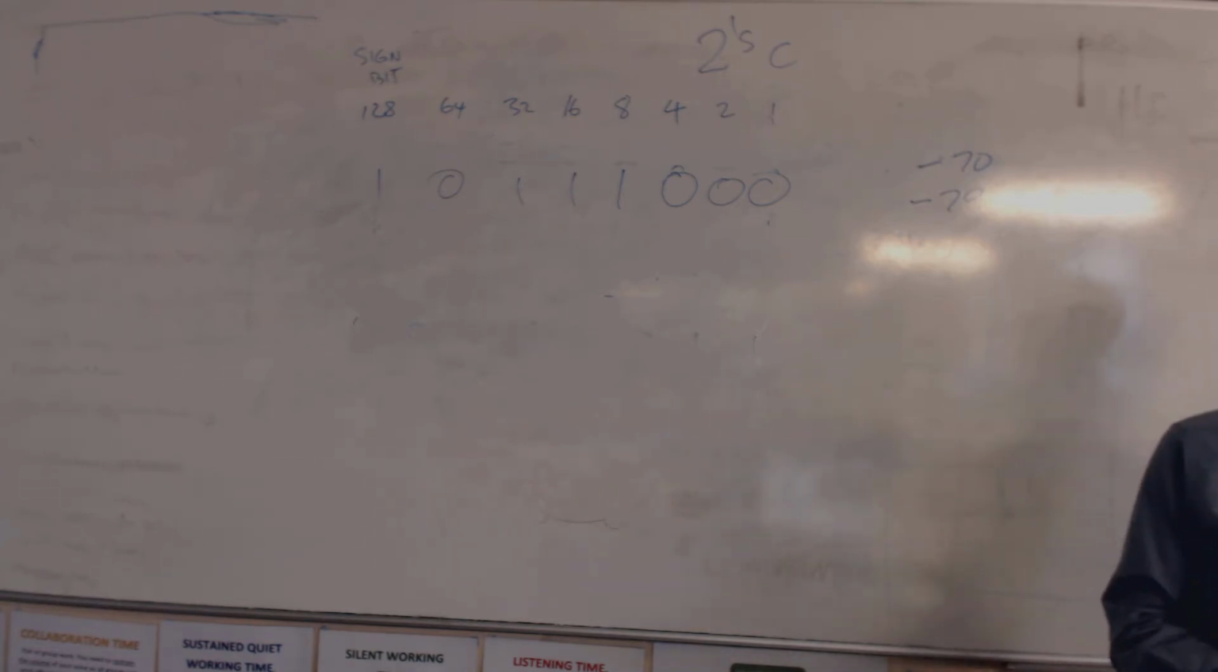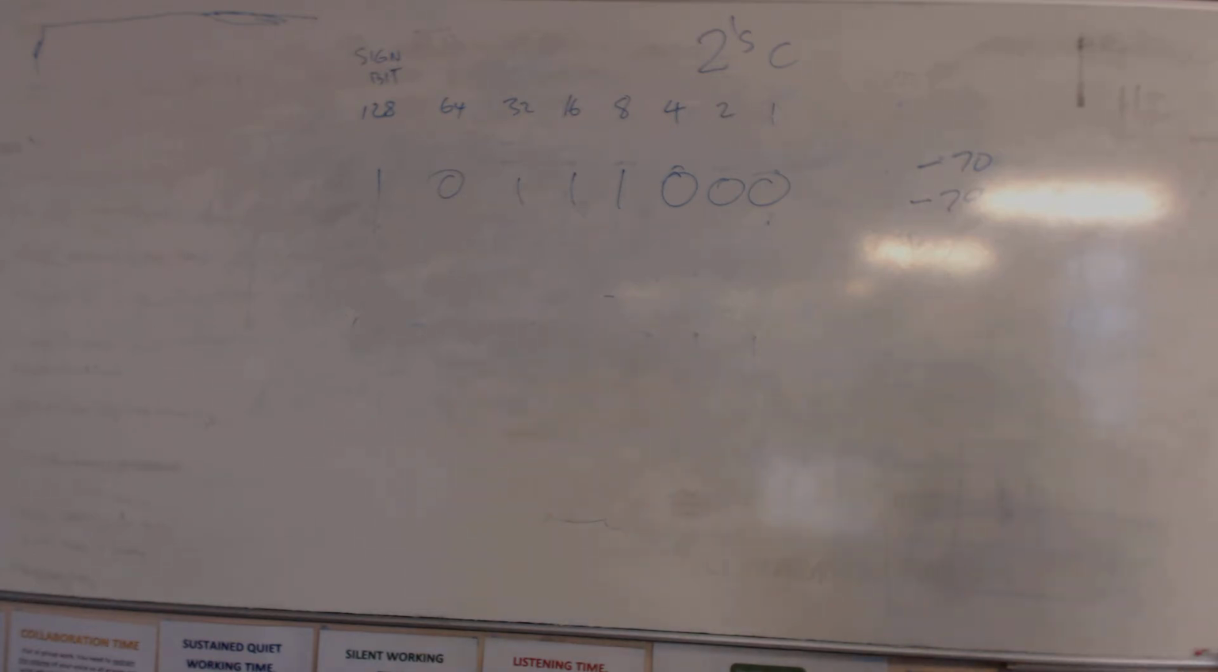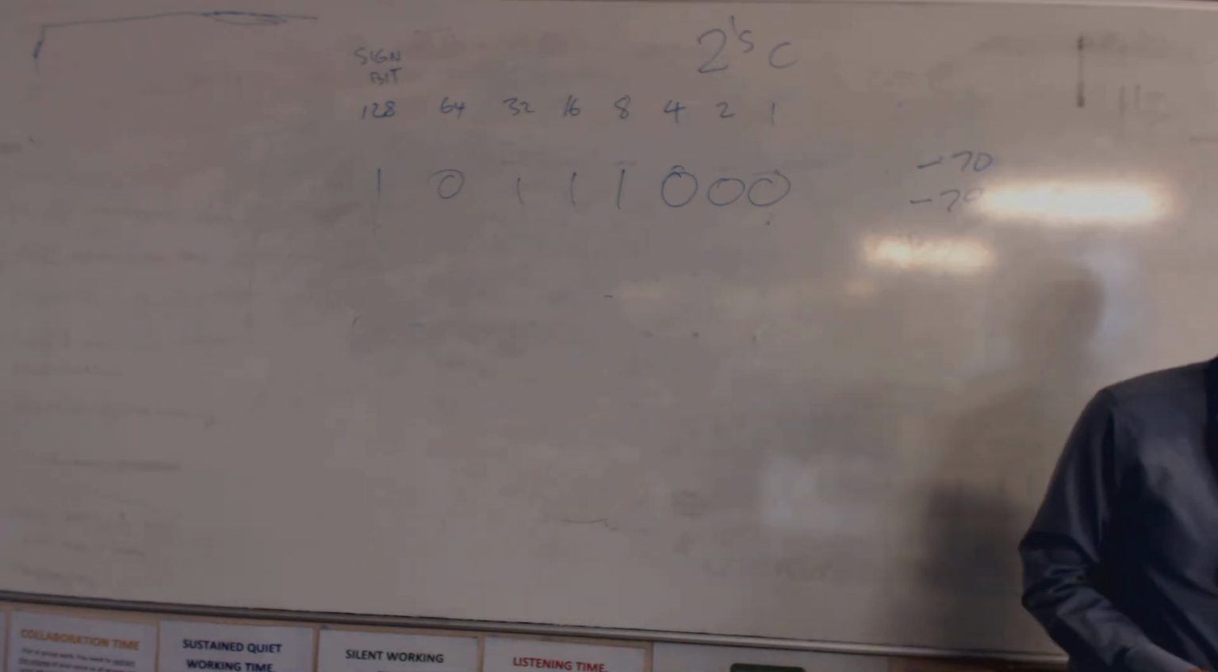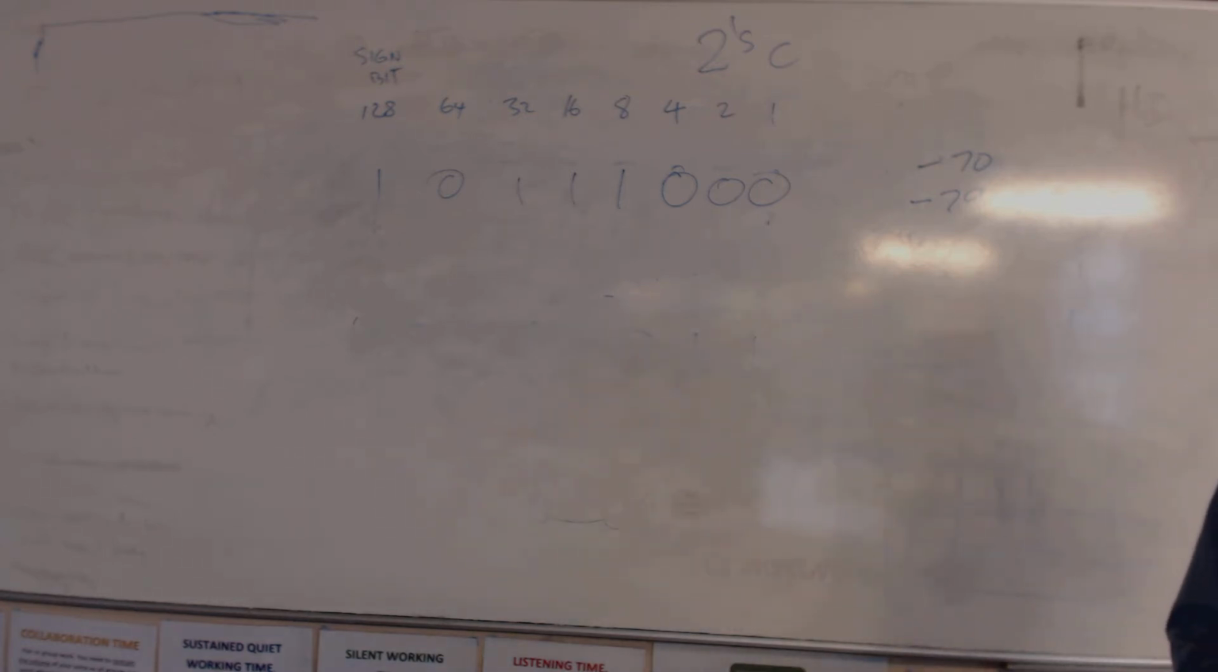Right, it's a 2's complement number. The trap with these, which tries to trick you up, is that because they said the word 2's complement, you automatically go, got to do the flip and add thing. Only if it's negative.